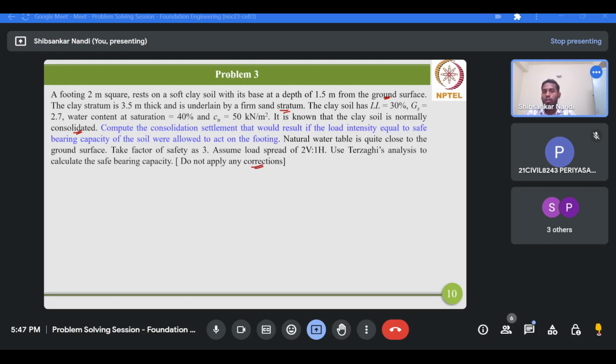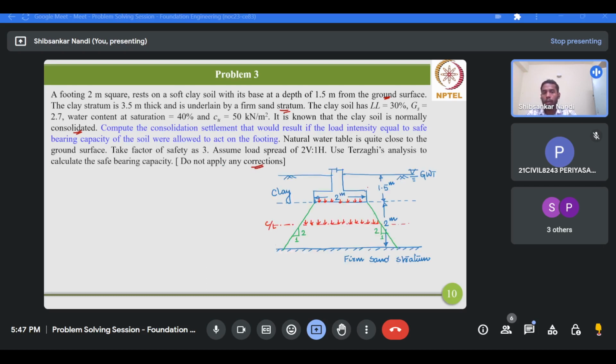If we try to visualize the problem, it looks like this. This is the square footing of size 2 meter. This footing is placed at a depth of 1.5 meter from the ground surface, in a clay stratum which has a total thickness of 3.5 meter, and this clay is underlain by a firm sand stratum.